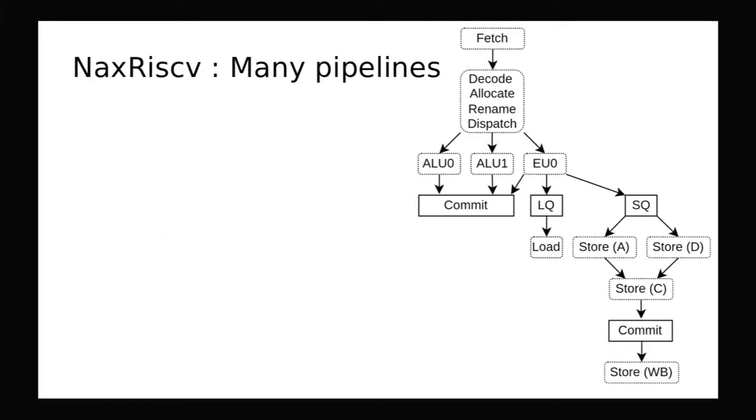And so, coming back to NaxRiscv, if you look at the design, there is a lot of pipeline, a bit everywhere. For instance, okay, there is one pipeline to fetch, one pipeline to decode, allocate, rename, and dispatch instructions. One pipeline for each execution unit, and quite a few pipelines in the load and store unit, like one for the load, one to manage the address of the store, one to manage the data of the store. Once those two things completed, there is another pipeline to apply some side effect, and another pipeline to finally write back the data.